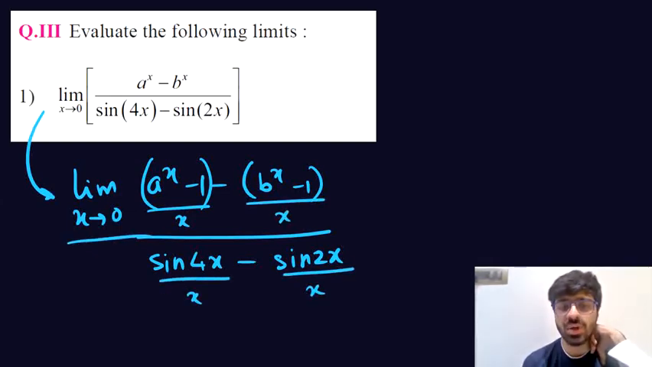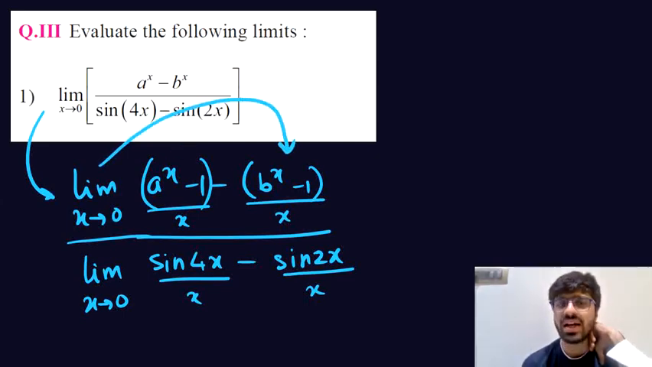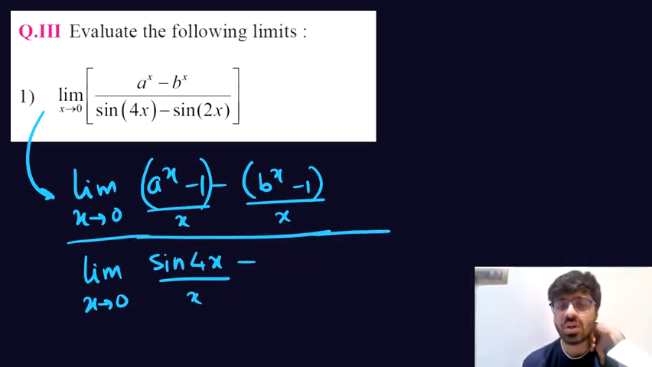You can split the limit also. So we will have a limit in the denominator and a limit in the numerator. The limit in the numerator will also split in two parts: limit of first term minus limit of the second term. I am not writing it separately. In the denominator we will write it separately. So we have limit of first term minus limit of the second term.